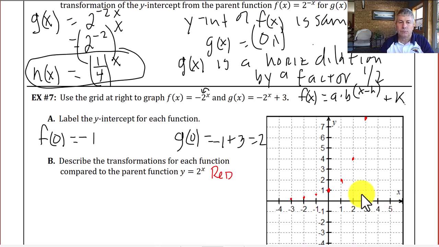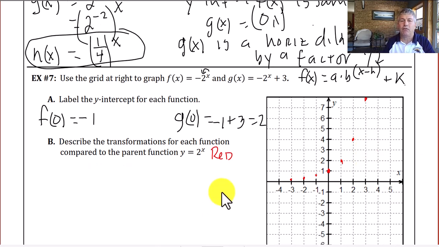So we want to describe the transformations of each function. So negative 2 to the x is a change in a. That's going to change our y. We're going to reflect every 2 to the x value over the x-axis. So a positive value will become a negative value. So our original y equals 2 to the x, I've got that here in red. And that function is going to look something like that.